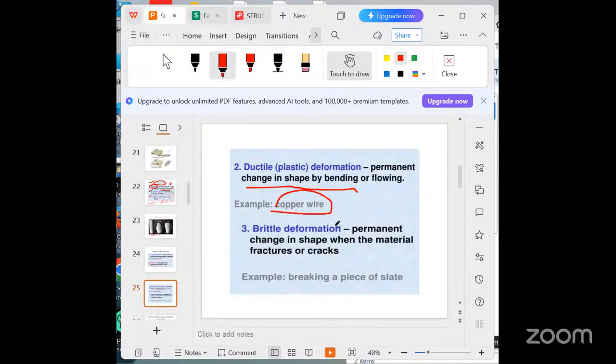And brittle deformation is a permanent change in shape when the material fractures or cracks. That is called brittle deformation. An example is breaking a piece of slate. Okay.